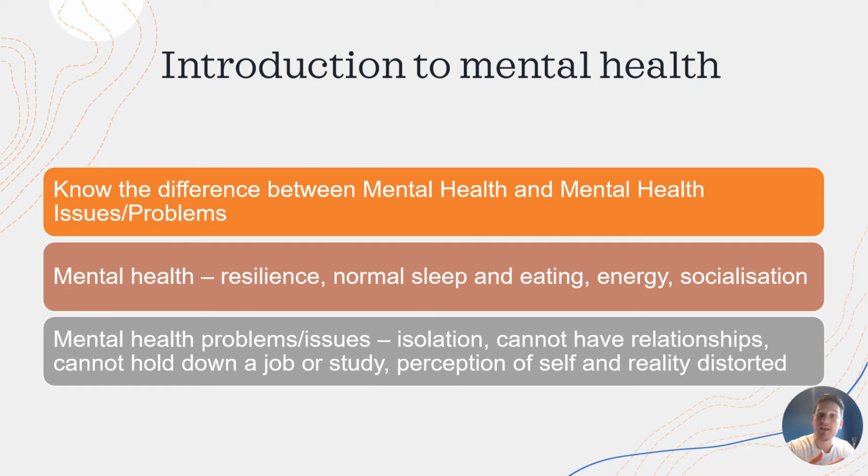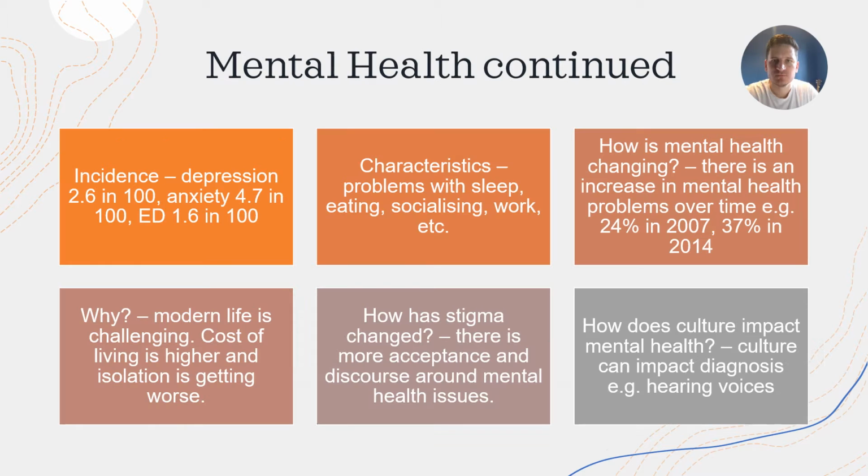If you've got mental health issues, they can be around the same things. They could be around food and eating, so you might have an eating disorder. It could be that you've got depression, and so you've got low mood, low energy, and you would then struggle to maintain relationships, you'd struggle to go to work, you'd struggle to study. So just make sure you're really aware of the difference between what is mentally healthy and what are mental health issues and mental health problems.